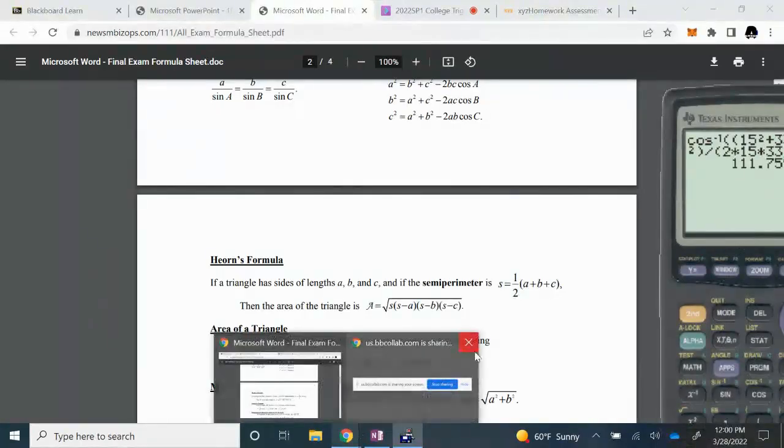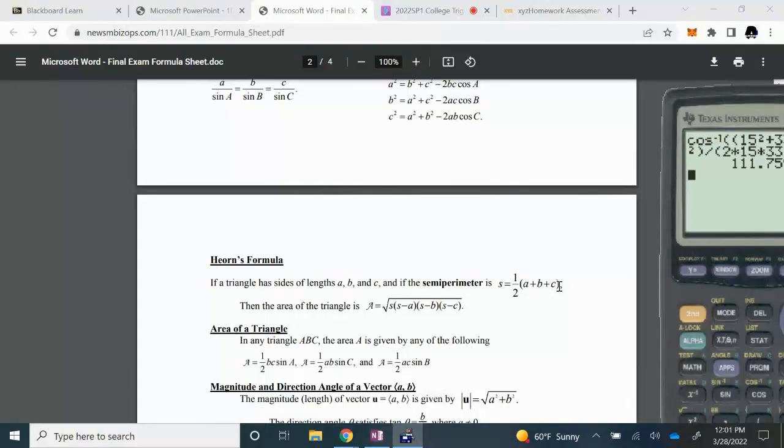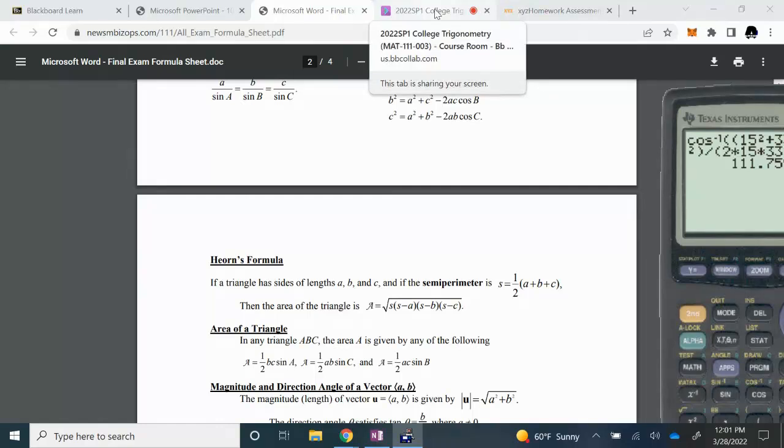Okay, so it's actually a two-step process. The first thing you have to do is find S. And then after you find S, you must take S and use that in the area formula. So let's take a look at an example.